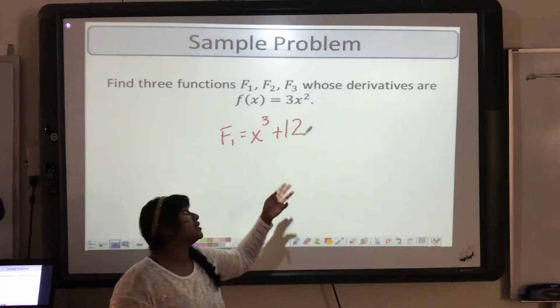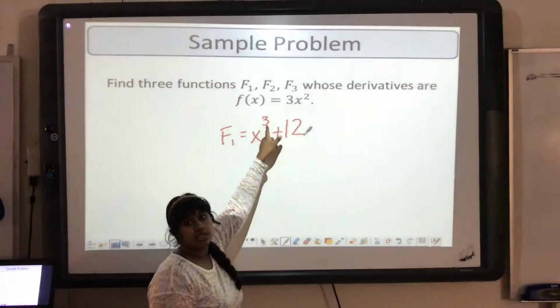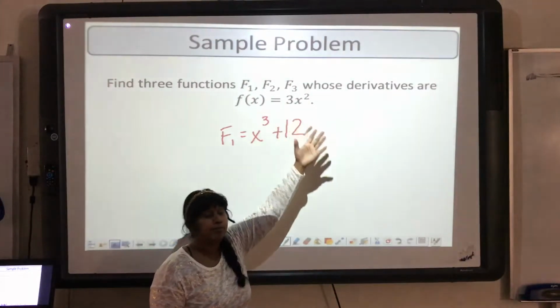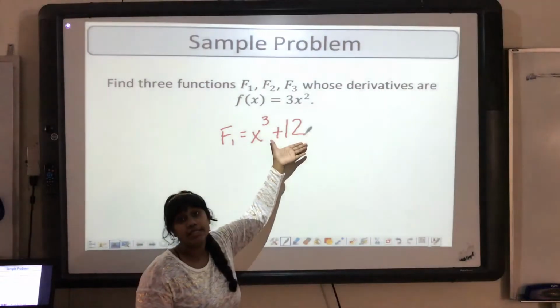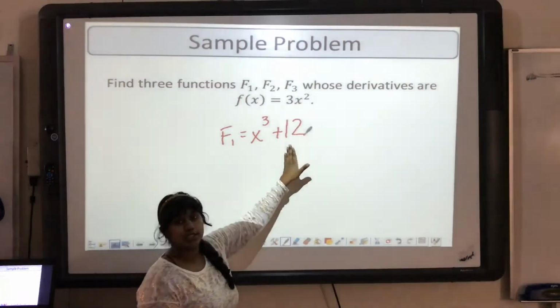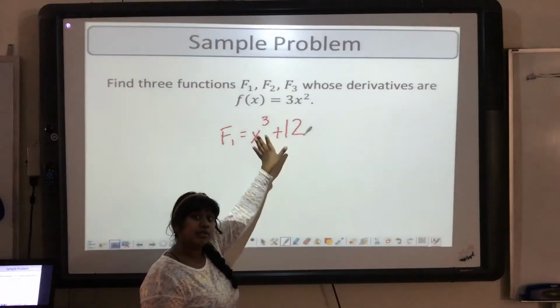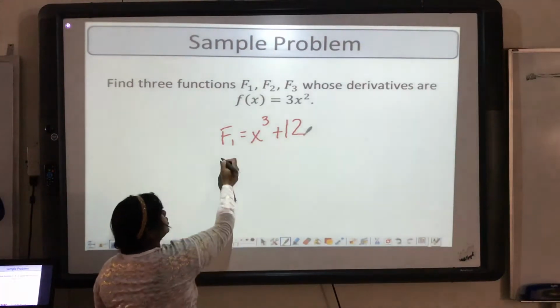Well, is this still a true statement? The derivative of x cubed is 3x squared. That's true. But what's the derivative of plus 12? Well, we know that the derivative of any constant is 0. So is this still a true statement? Absolutely. The derivative of this is going to equal 3x squared.